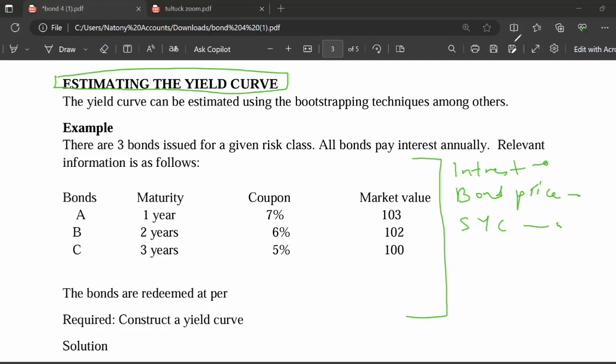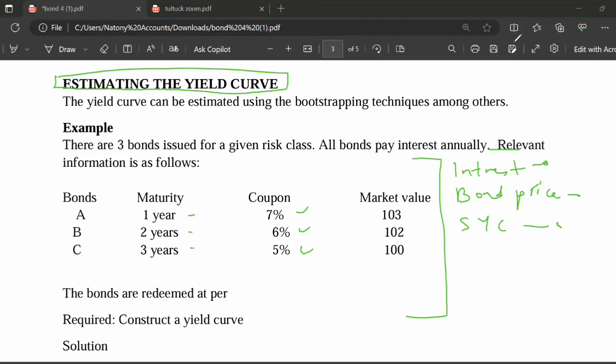Now, if you look at this example, let me read the example. There are 3 bond issues for a given risk class, all paying interest annually. Relevant information is as follows. Bonds A, B, and C with different maturity dates. The maturity date for bond A is 1 year, for bond B is 2 years, and for bond C is 3 years. The coupons given are 7%, 6%, and 5% respectively.